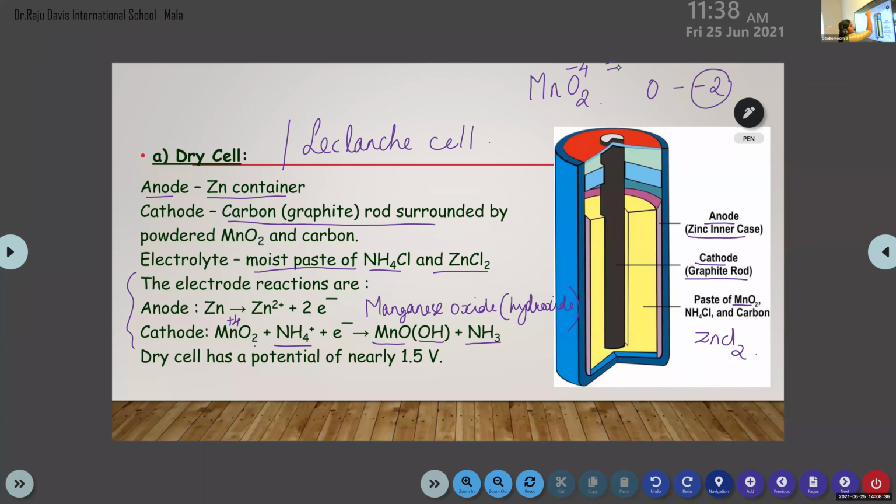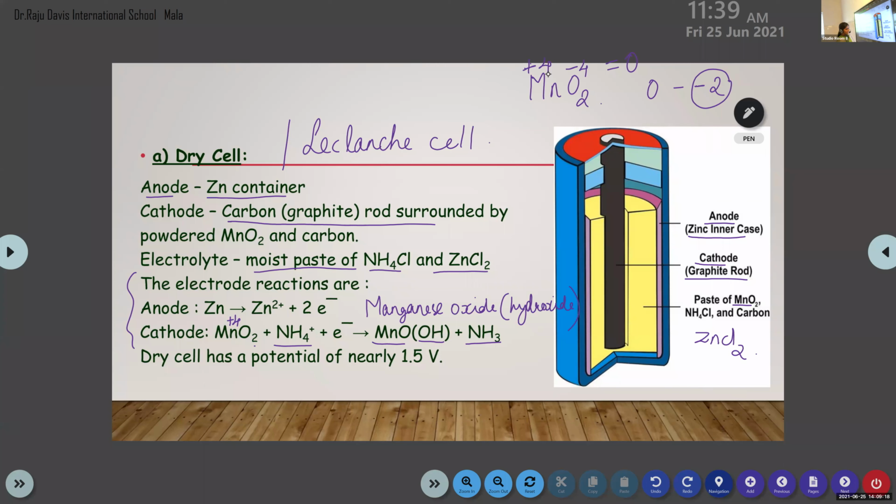The sum of the oxidation states in a compound is always 0. So the oxidation state of manganese is +4 in this manganese dioxide. This is the method to find out the oxidation state of an unknown element. Oxygen has oxidation state -2 and there are 2 oxygen atoms, so 2 into -2 is -4. The total for a compound is 0, so to make 0 we put +4. +4 plus -4 equals 0. So the oxidation state of manganese is +4.